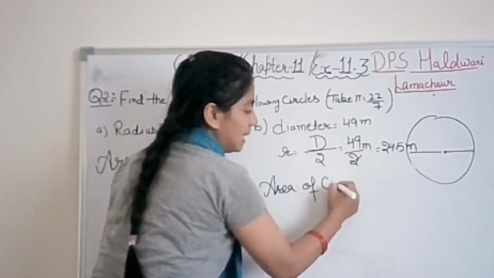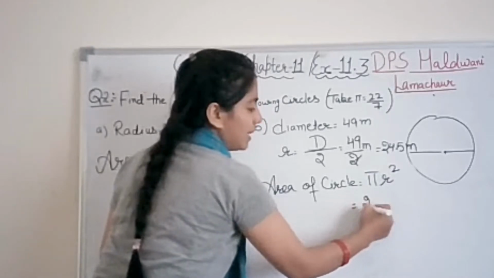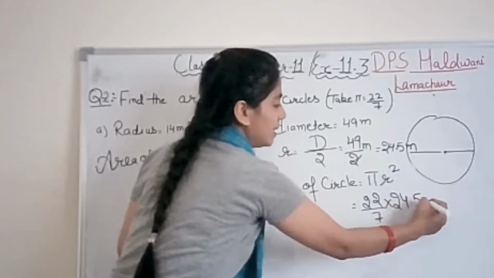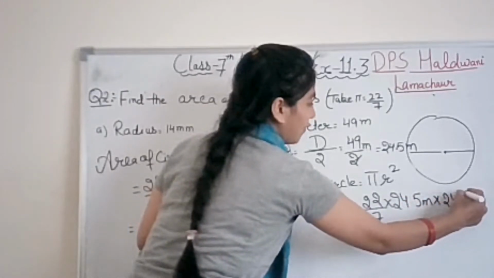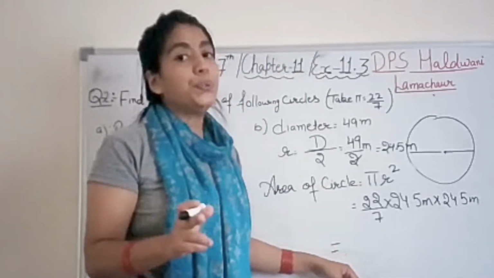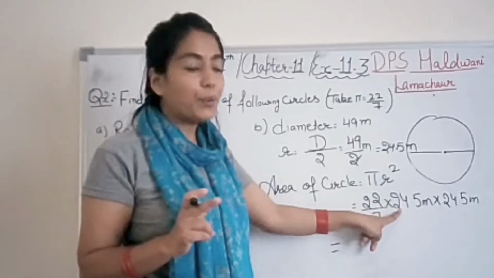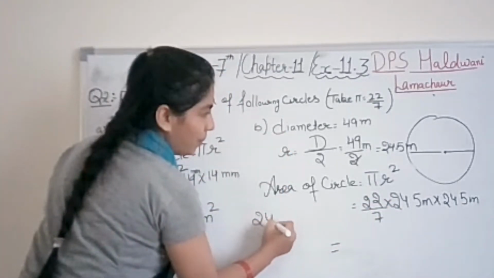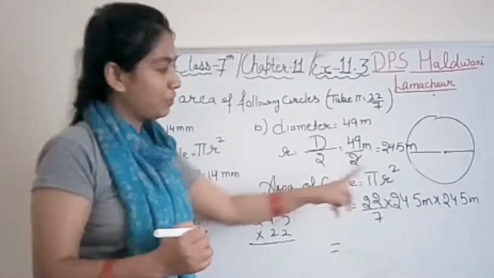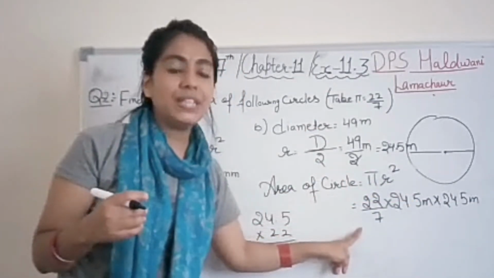We know area of circle is pi r square. Pi is 22 upon 7. r is 24.5 meter into 24.5 meter. So now student, calculation is there. So you will do the right calculation. First of all, 22 multiply 24.5. 24.5 you will multiply with 22. Whatever answer will come, that again you will multiply with 24.5. Then the answer you will divide by 7.